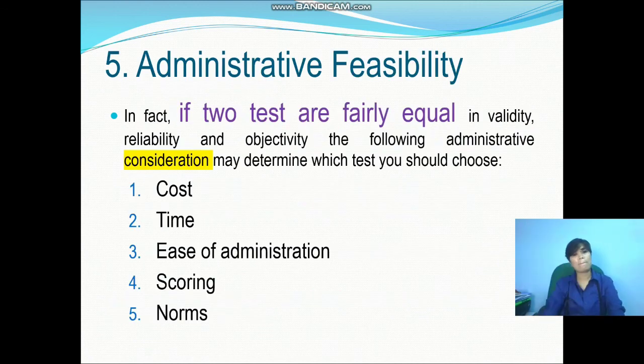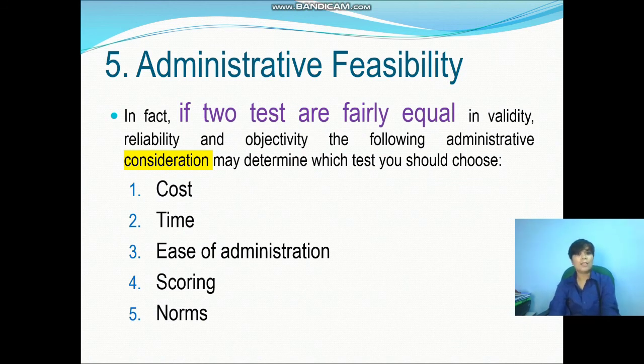The fifth criterion of a test is administrative feasibility. If two tests are fairly equal in validity, reliability, and objectivity, the following administrative factors should be considered. Okay, you should consider the cost. Some testing is very costly. Some testing is very cheap. So these things should be considered in choosing what type of test you are going to conduct for your athletes.